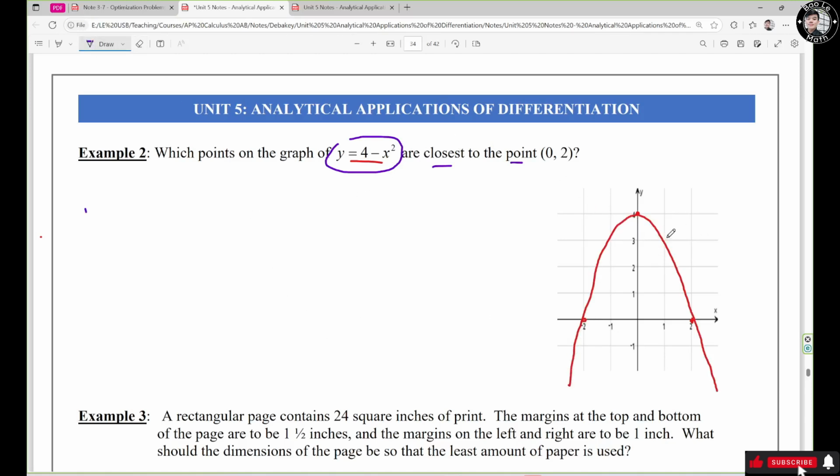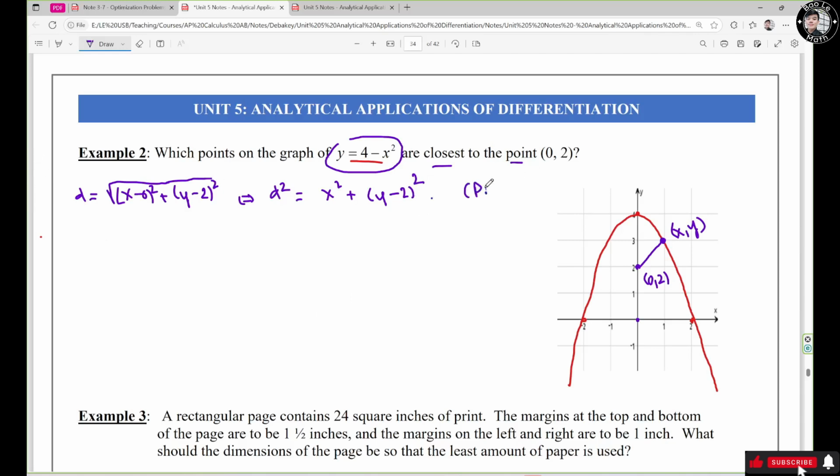Now we need to find a point on the graph, somewhere right here, (x, y), and the point (0, 2) right here, such that the distance from here to here is shortest. So I'm going to use the distance formula, because we're trying to minimize the distance. That is the primary equation. The distance formula between two points is going to be the square root of (x minus 0) squared plus (y minus 2) squared. This point is (0, 2). Now I'm going to square both sides, so d squared equals x squared plus (y minus 2) squared. Now this one is the primary equation, so keep that in mind. The secondary equation is right here.